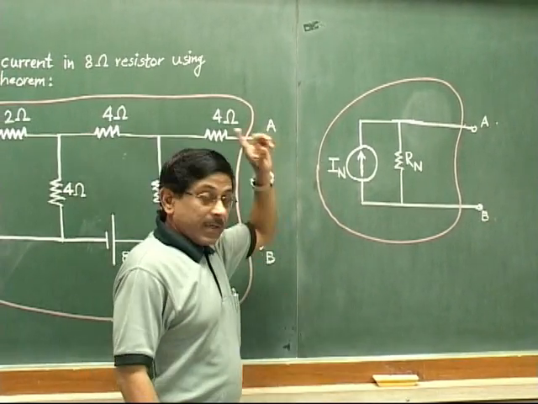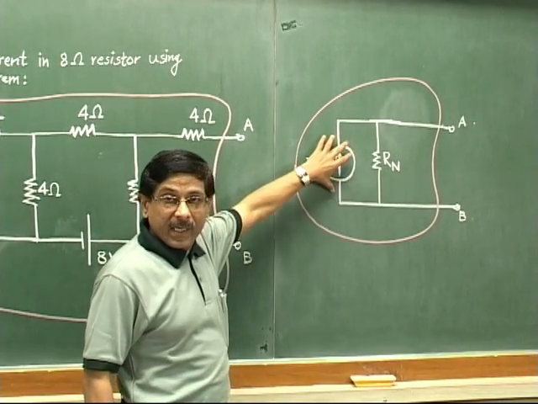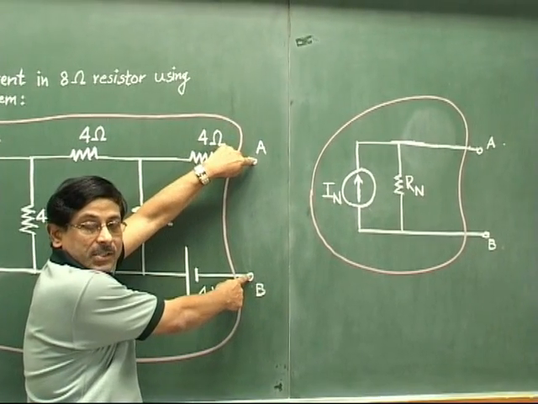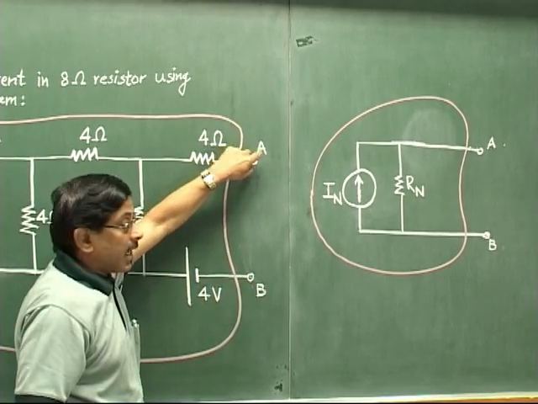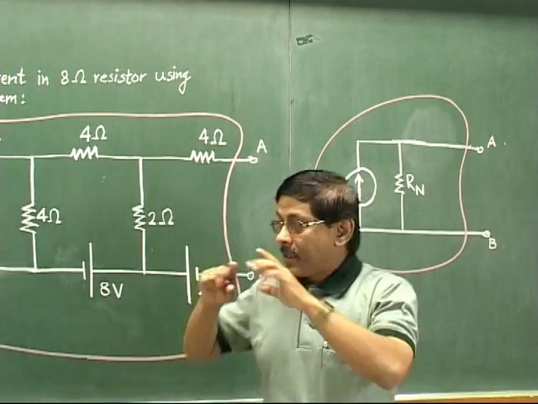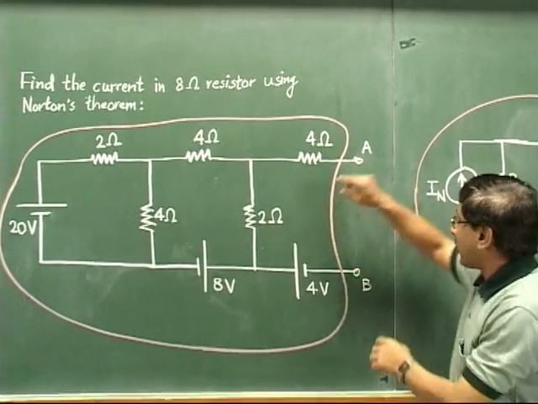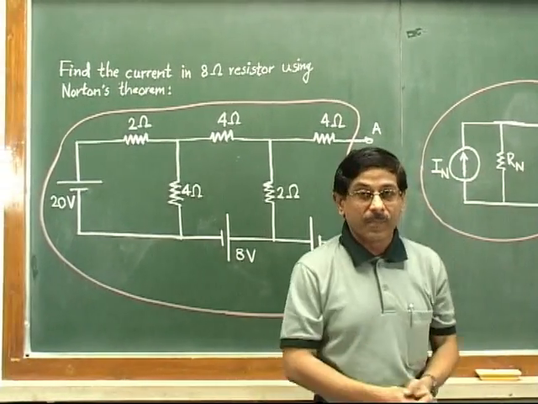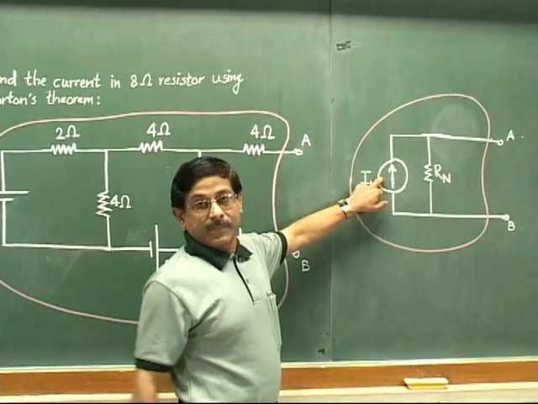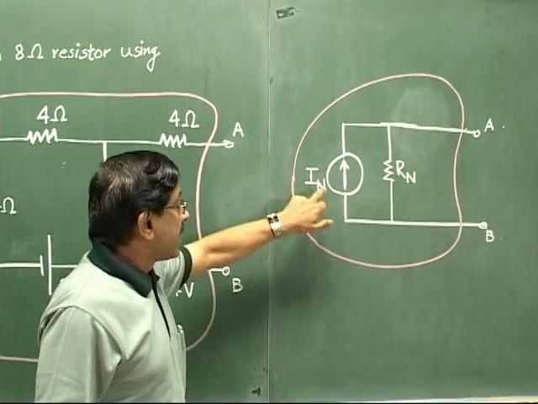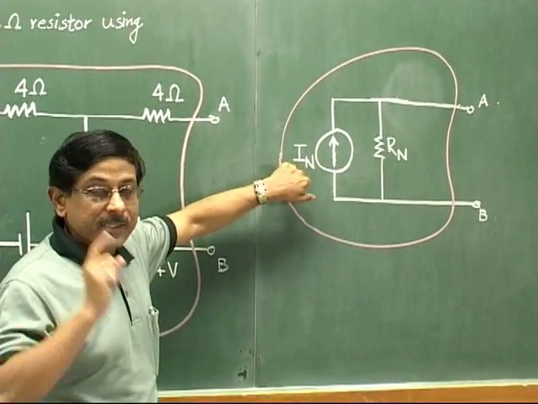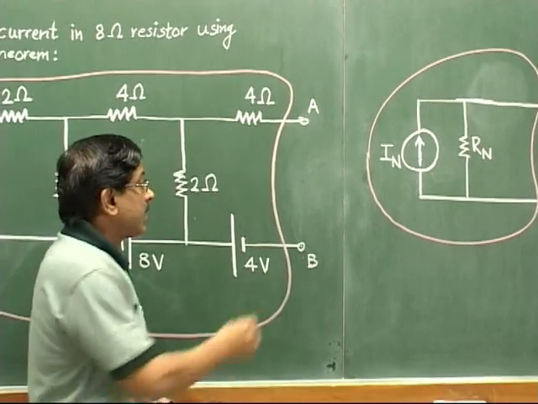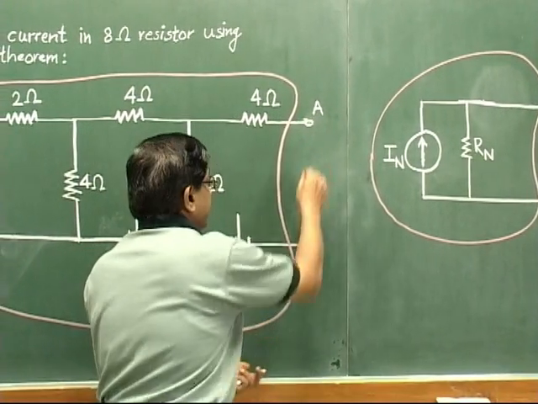But what is the difference? In Thevenin's theorem, you calculate VTH. What was the meaning of that VTH? It was the open circuit voltage across these two terminals. And RTH was the equivalent value of this entire passive network as seen from these two terminals. Here, what is the meaning of IN? Now see, this is a very important point. The meaning of this IN value is that if, for the time being, temporarily, we short these two points like this.